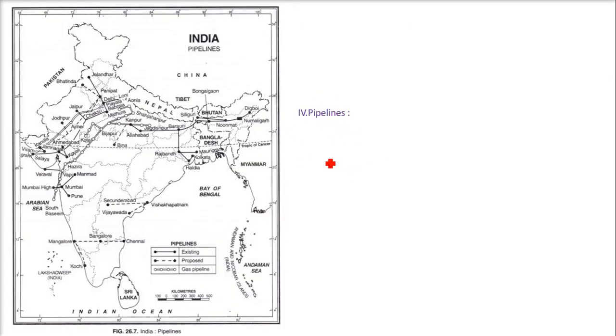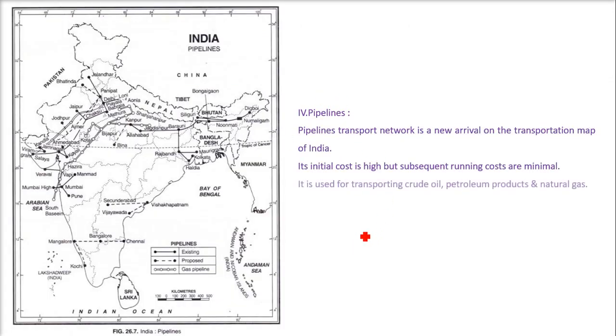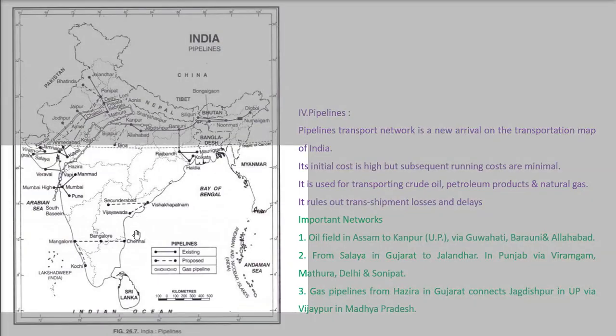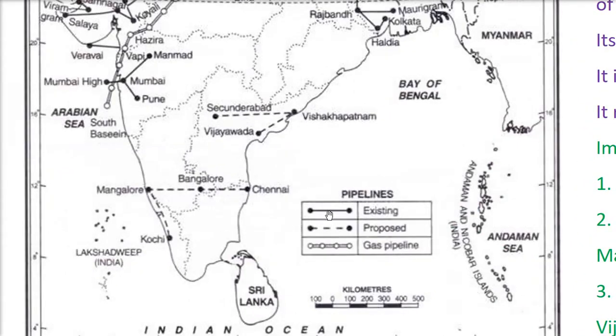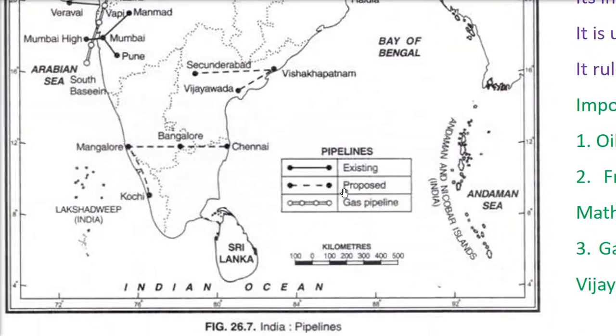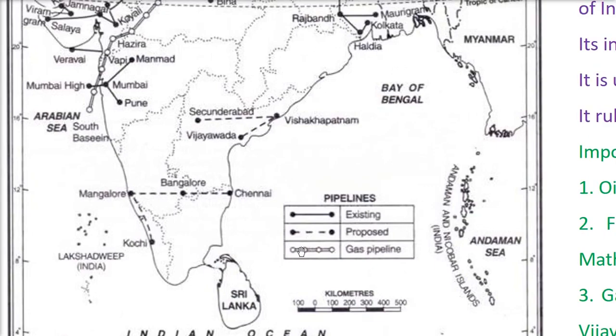The pipelines. So there are 3 pipelines. Let me tell you the 3 pipelines first, and then we will understand the content here. First, you have to visualize that these dark lines are showing the existing pipelines. Then these dotted ones are the proposed pipelines, and this one shows the gas pipeline.